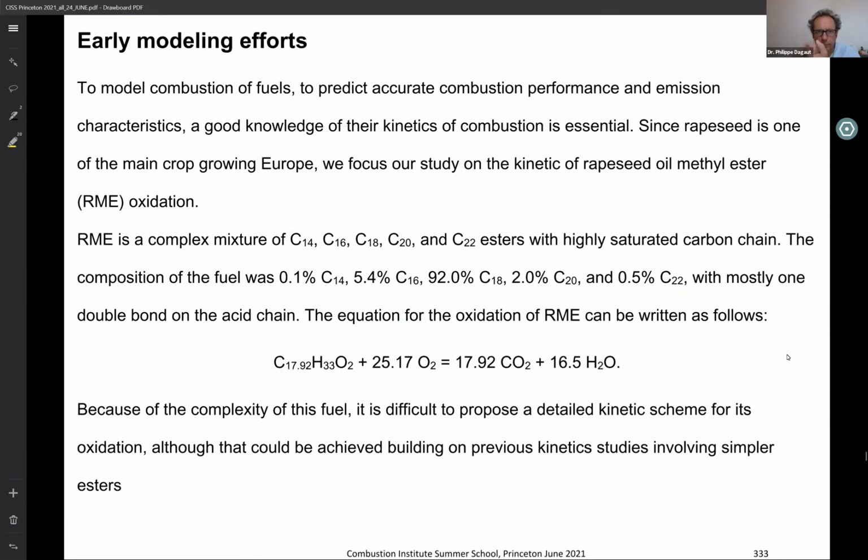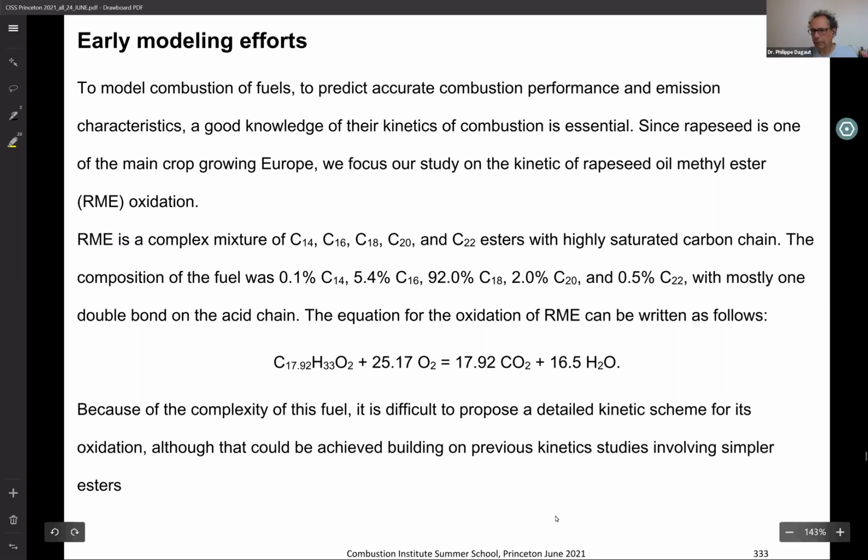So to model the combustion of complex fuels to predict combustion performance and emission, we need to get a good knowledge of their kinetics of combustion. And because rapeseed is one of the main crops growing in Europe, we consider it for several other studies. It's a mixture of C14 to C22 esters with highly saturated carbon chain. The composition of this fuel was 0.1% of C14, 5.4% of C16, 92% of C18, 2% of C20, and 0.5% of C22. And this is the global stoichiometric oxidation equation.